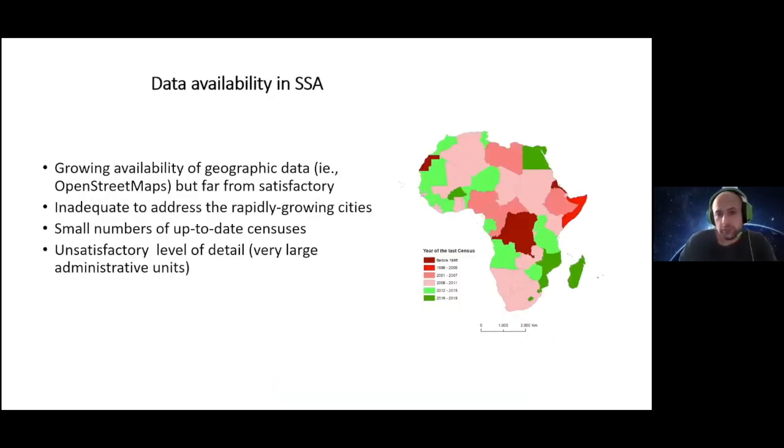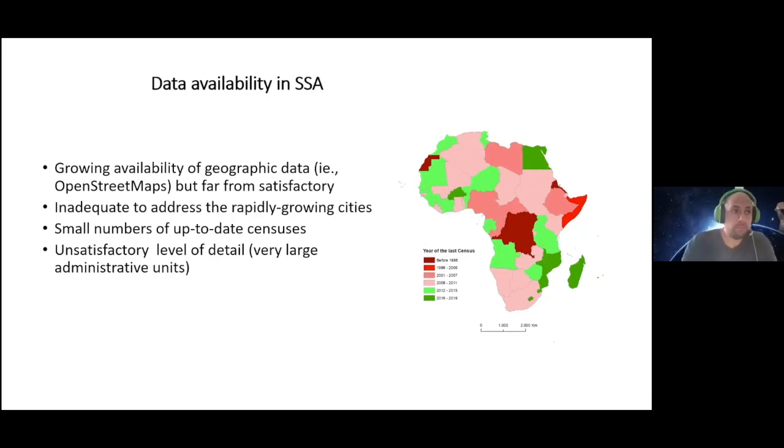So when we're talking about data availability, we can quickly think of what is the main source of data for these situations. It could be the census. And on the figure on the right, we see the last year that the census happened across African countries. There are some regions where we have relatively new census, but there are a lot of countries that haven't had the census for more than 10 or 15 years. And in some regions, we're back in the 80s again.